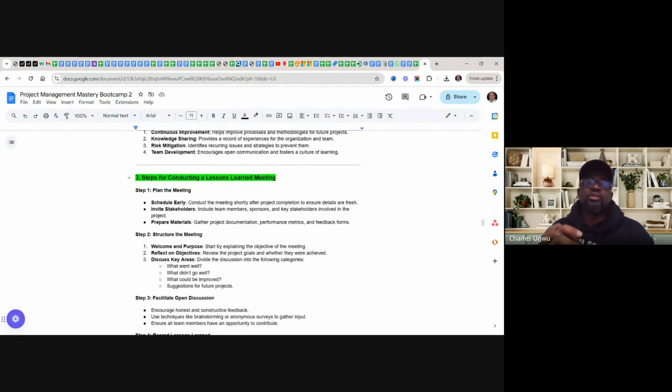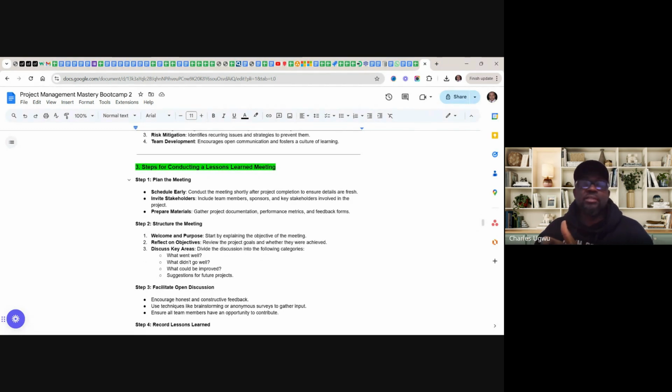Steps for conducting a lessons learned meeting. Number one, plan the meeting. You must plan your meeting. Every meeting must be planned. So we've already talked about meetings and minutes of the meeting, and I'm looking out for subsequent meetings within the groups to see how you guys are planning your meeting, making sure you do the needful, even in terms of the minutes of the meeting.